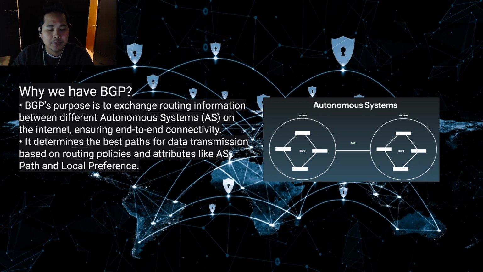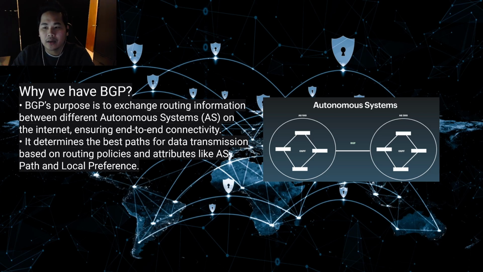Why do we have BGP? BGP's purpose is to exchange routing information between different autonomous systems on the internet, ensuring end-to-end connectivity. It determines the best path for data transmission based on routing policies and attributes like AS path and local preference. As you can see, an autonomous system, that is the diagram of BGP.